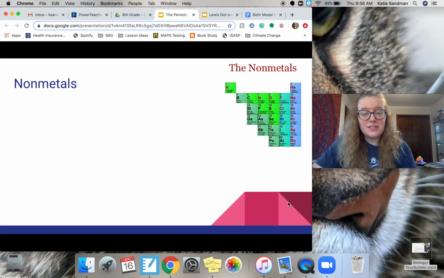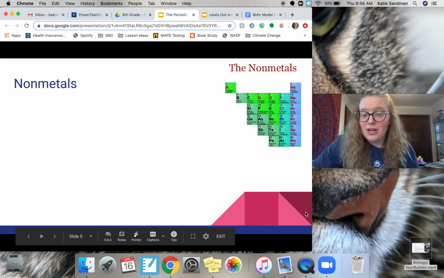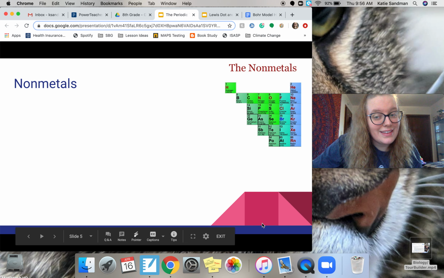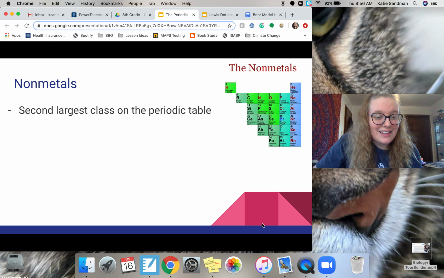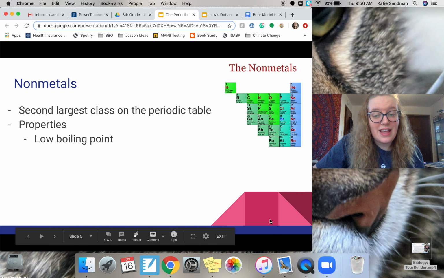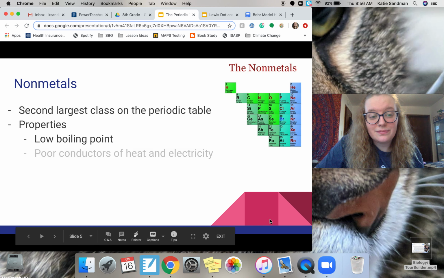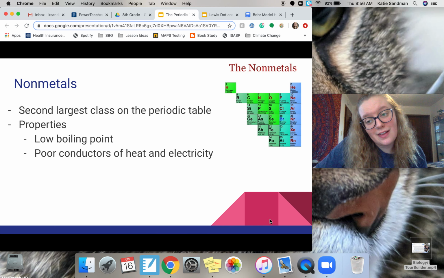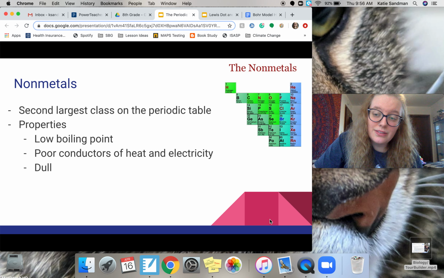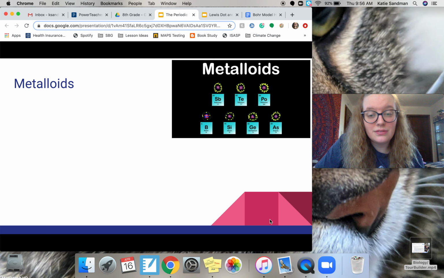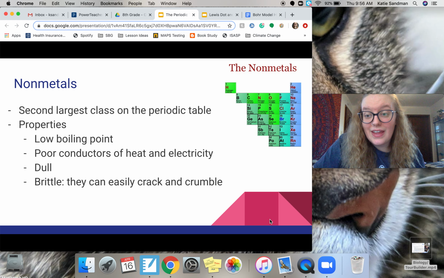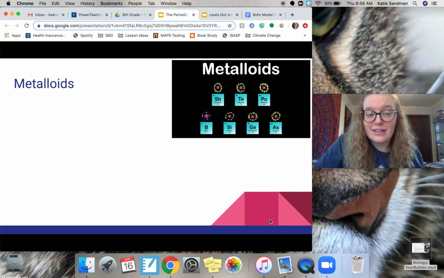For our nonmetals, these are all of the nonmetals on the periodic table. There are not that many of them compared to the metals. Our nonmetals are the second largest class on our periodic table. Their properties include they have a low boiling point, they are poor conductors of heat and electricity, so the opposite of metals. They are dull, they are brittle, they can easily crack and crumble. That's it.